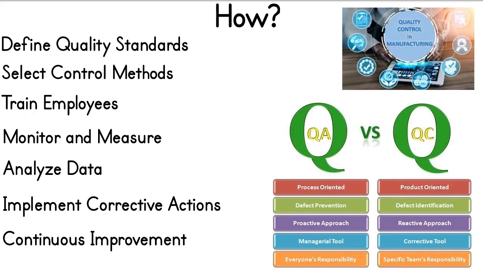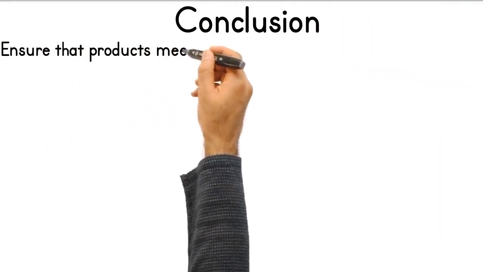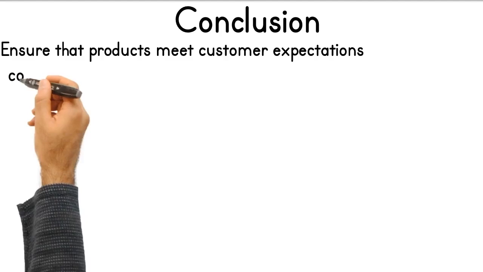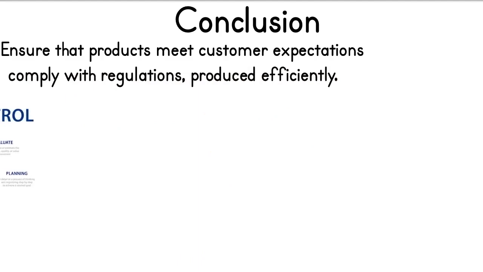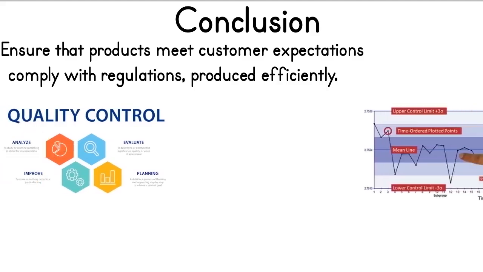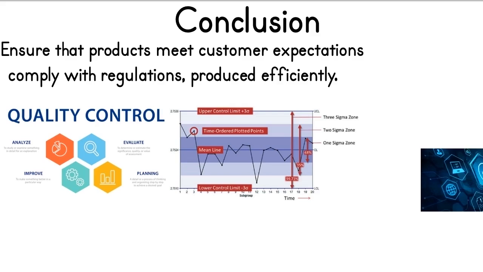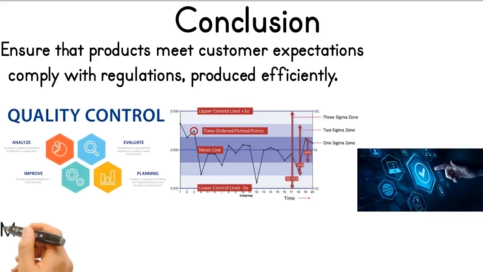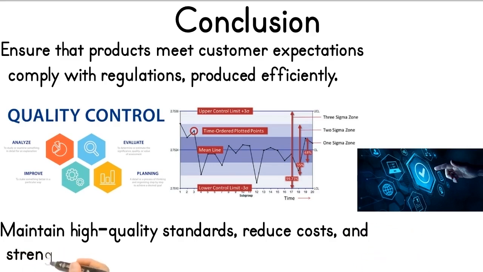In conclusion, quality and process control are vital to the success of any manufacturing or service-oriented organization. These practices ensure that products meet customer expectations, comply with industry regulations, and are produced efficiently. By focusing on proactive monitoring, identifying defects early, and continuously improving processes, companies can maintain high-quality standards, reduce costs, and strengthen customer loyalty. Proper implementation of quality and process control requires a clear understanding of techniques, collaboration across teams, and a commitment to continuous improvement. Through these efforts, organizations can achieve operational excellence and secure long-term success.